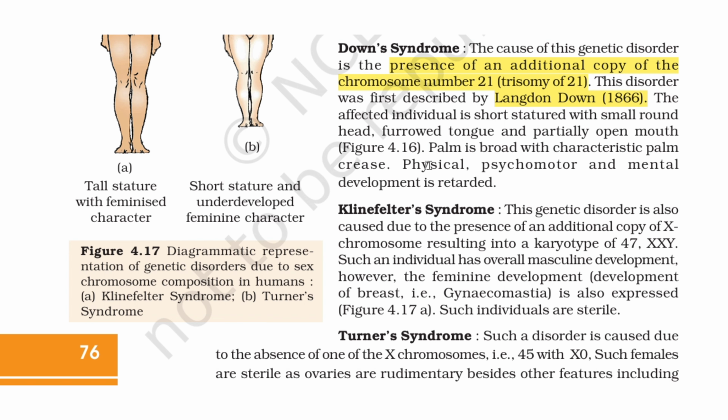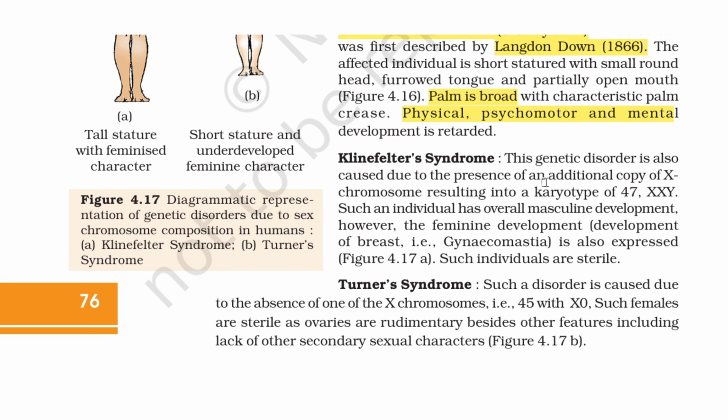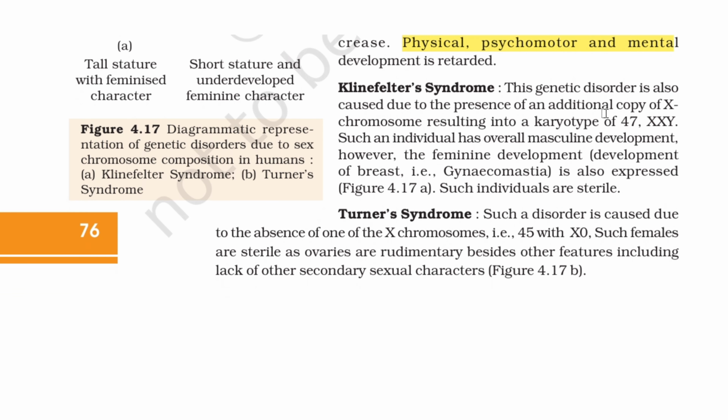The affected individual is short-statured with a small round head, furrowed tongue and partially open mouth, figure 4.16. The palm is broad with a characteristic palm crease. Physical, psychomotor and mental development is retarded. Klinefelter's syndrome: this genetic disorder is also caused due to the presence of an additional copy of the X chromosome, resulting in a karyotype of 47, XXY.